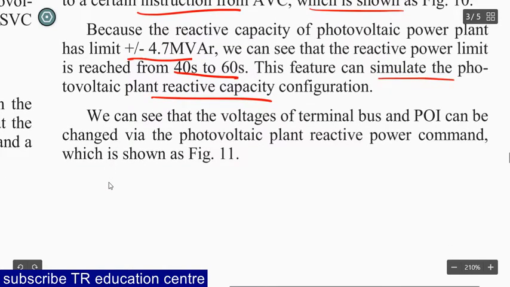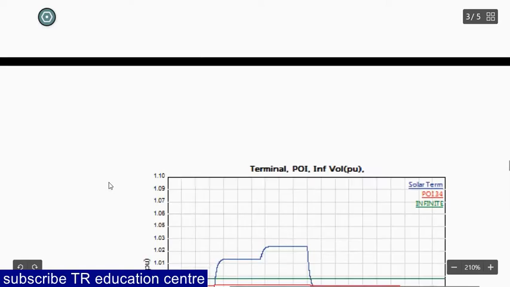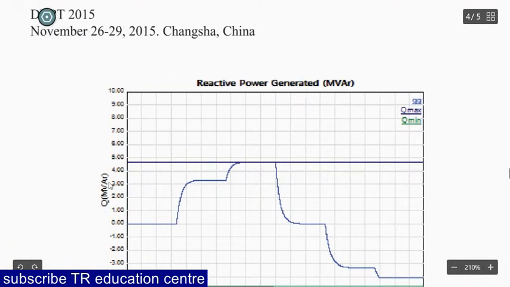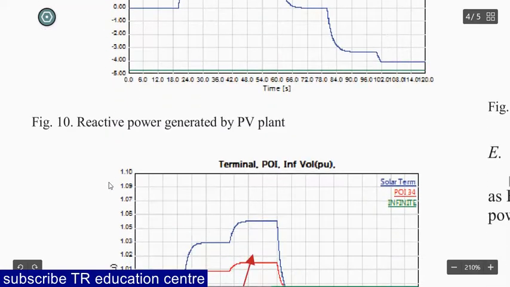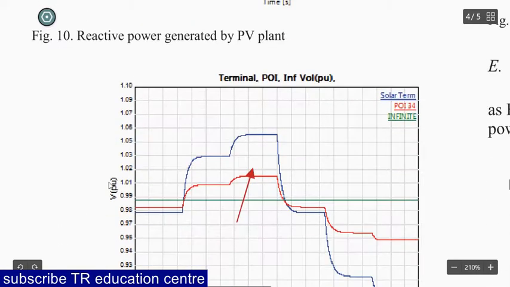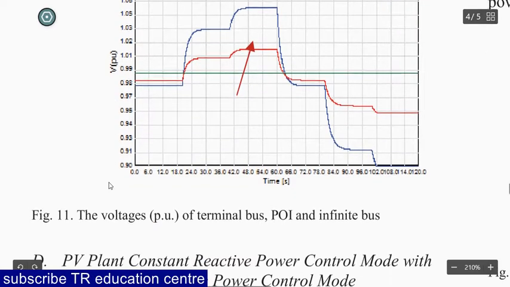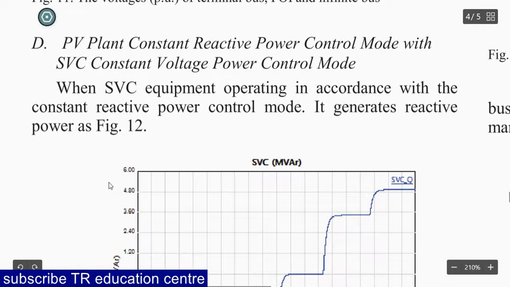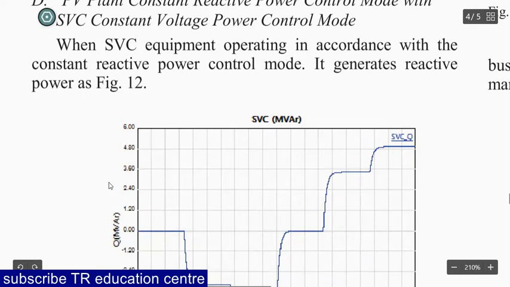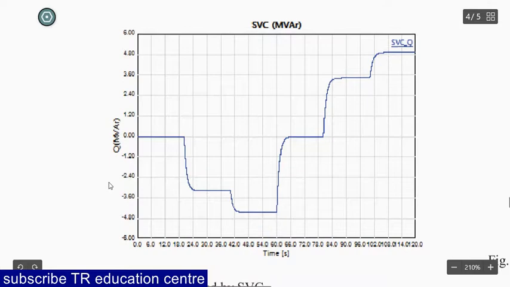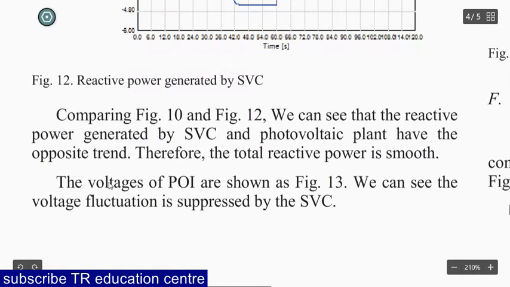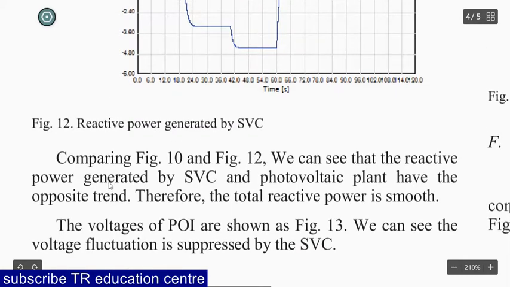We can see that the voltage of the terminal bus and POI can be changed by the photovoltaic plant reactive power command, and this is reactive power generation in MVAR by the plant, and this is the voltage of the terminal bus, POI and infinite bus. When SPC-equipped operation is according to constant reactive power control, it generates reactive power that is given by this before. Comparing figure 10 and figure 12, we can see that the reactive power generated by SPC and the photovoltaic plant have opposite trends. Therefore, the total reactive power is smooth. The voltage of POI is shown in the figure, and we can see the fluctuation is suppressed by SPC.